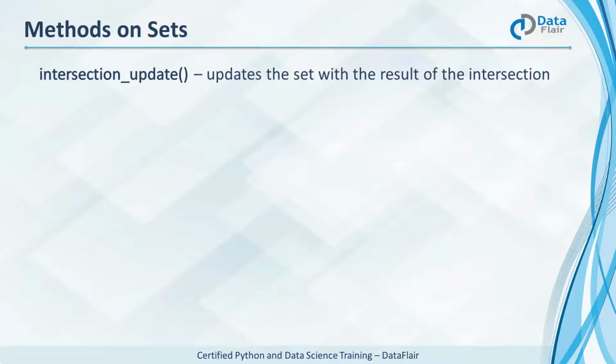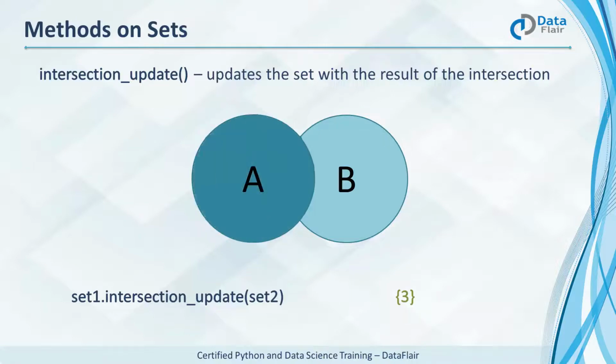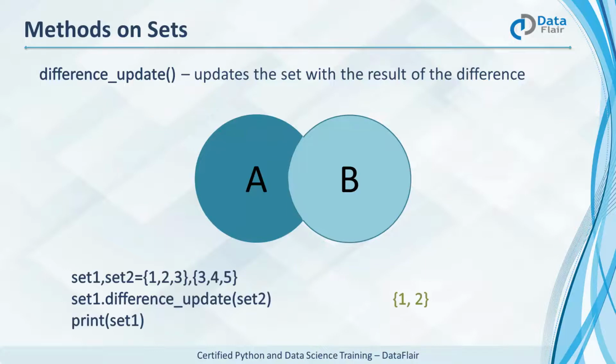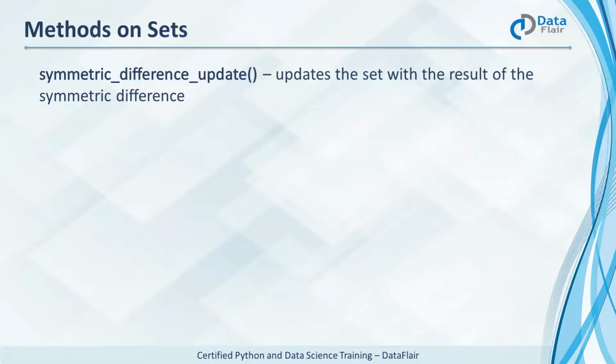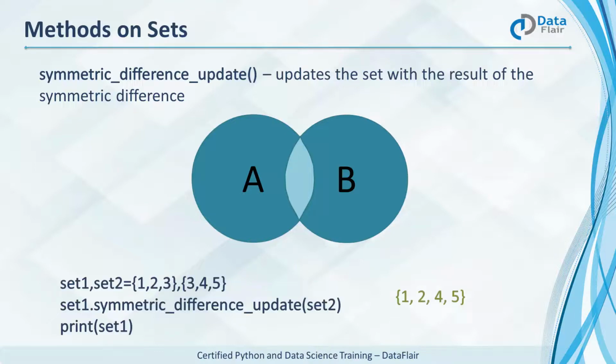Intersection update performs intersection and updates the set with the result of this intersection. This is the intersection. Updates set 1 with the intersection of set 1 and set 2. So now set 1 holds just the element 3. Similarly, difference update updates a set with the result of a set difference. This is A minus B, so this removes 3 from set 1. Symmetric difference update updates a set with the result of a symmetric difference. This is the symmetric difference, A minus B and B minus A. So other than 3, we have 1, 2, 4 and 5.